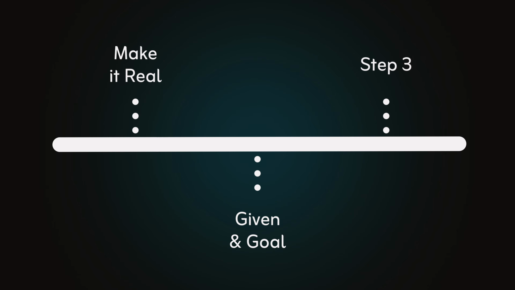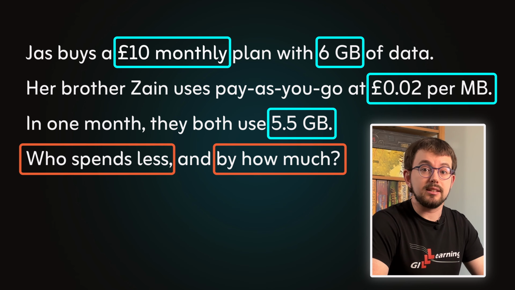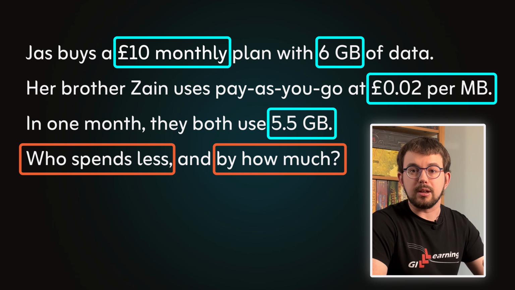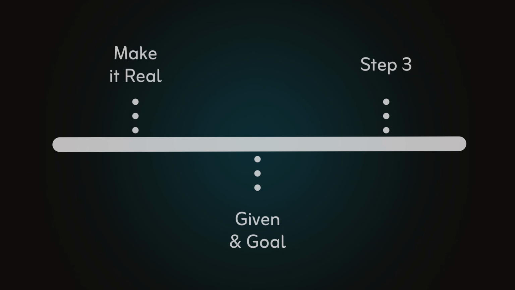Next, highlight what you know and what you need to know. For this particular question, that would probably be these bits highlighted on screen. You can think of them as inputs and outputs, or givens and goals. Step 3. Break down the problem into a sequence of smaller steps.